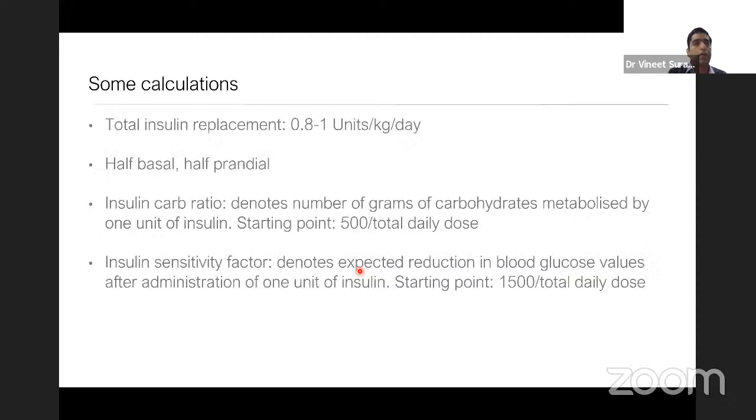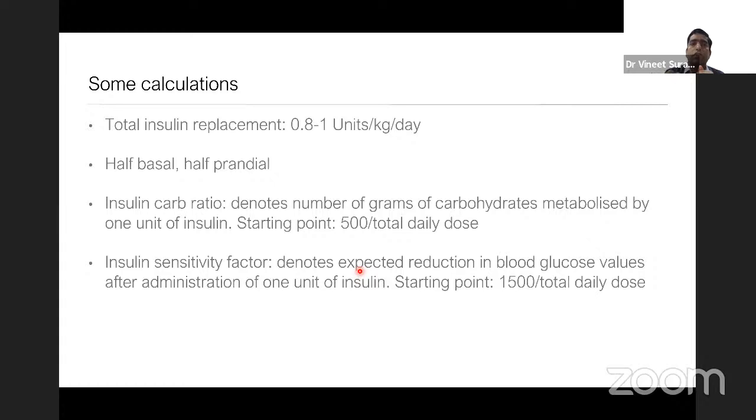Now, coming to the basics, how to start insulin therapy. There are certain calculations which we need to understand before we take that into account. It's not a random shot, where you give them 10 units in the night as a basal and 4 units during the daytime as a meal insulin. No, it's based on complete science. So total insulin replacement requirement comes around 0.8 to 1 units per kg per day. There are exceptions to this, which I'll come to in the next 2 slides. Out of this, half you consider as basal and half you consider as prandial insulin.